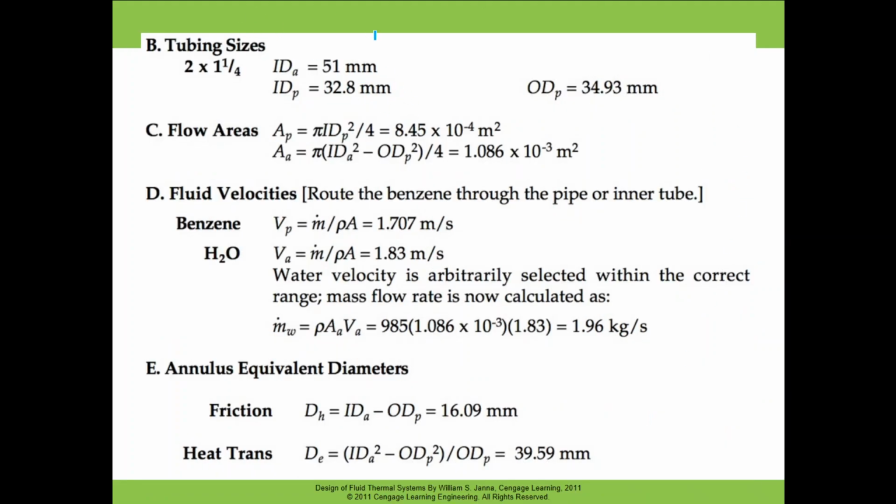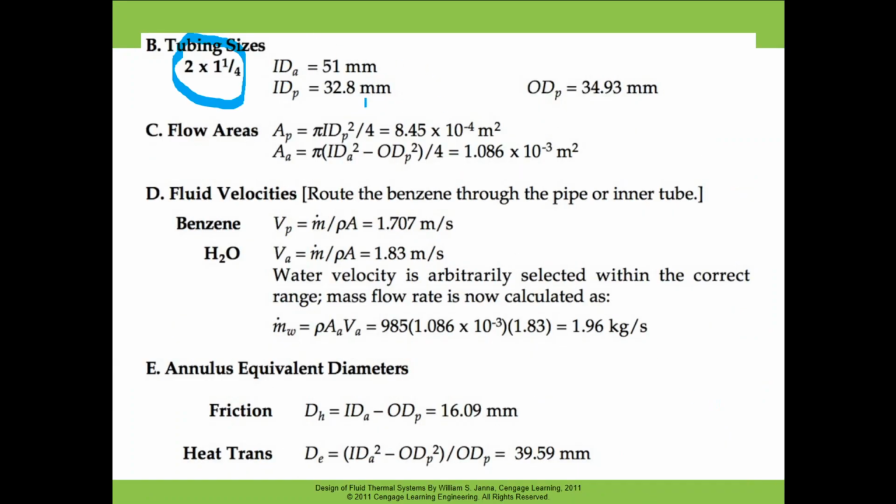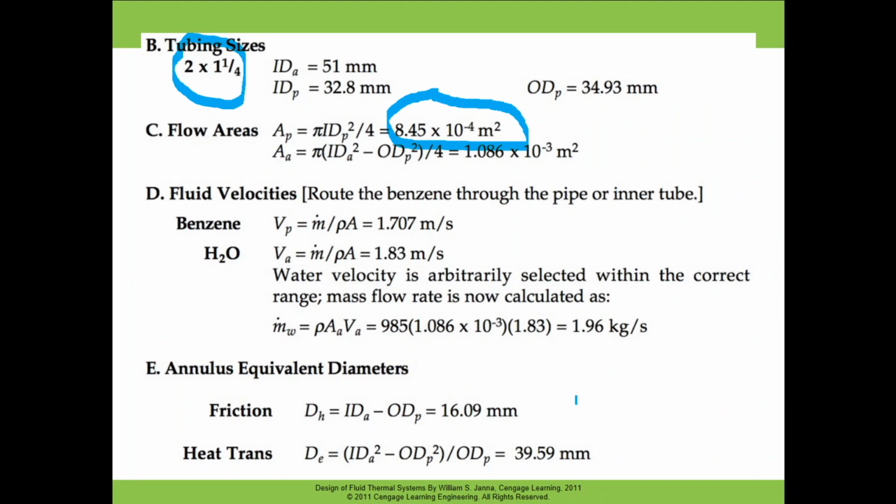So we select the heat exchanger for that, and this heat exchanger can be selected for this flow area. The flow area is between 1.05 and 5.018. In this case the flow area is 8.45 × 10^-4, which falls between 5.18 × 10^-4 and 1.05 × 10^-3. So it is falling in this area, and this can be one combination for the heat exchanger.